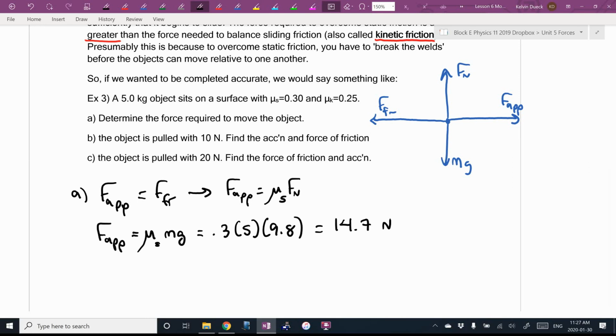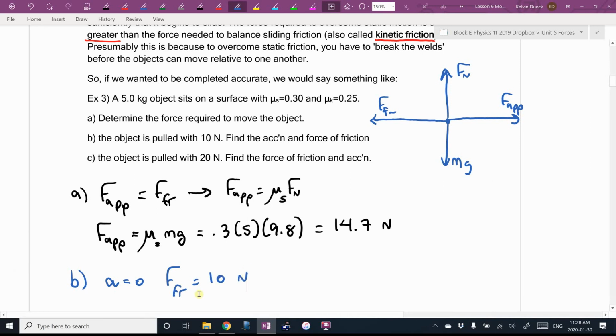By the way, part B says, what if I pull with 10 newtons? If I pull with 10 newtons, what's the acceleration exactly as a number? How big is the force of friction exactly as a number? Don't say 14.7. How big must friction be? 10, because it's not accelerating.